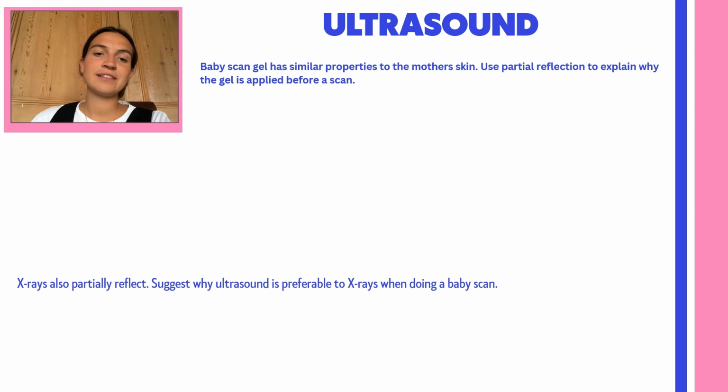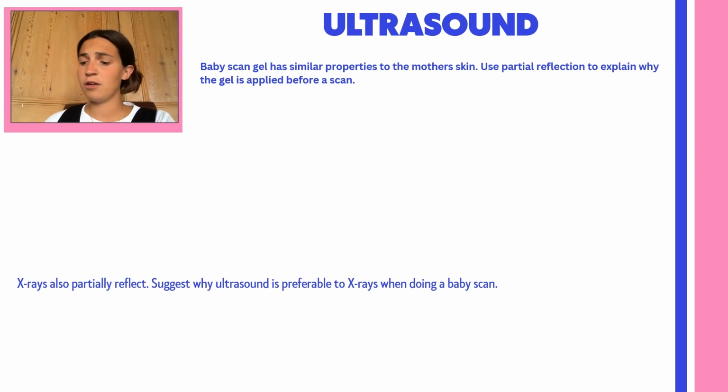Baby scan gel has a similar property to a mother's skin. Use partial reflection to explain why the gel is applied before a scan. Okay, so the first thing to note is that partial reflection happens when you are at a boundary between two different materials. So in order to have a noticeable partial reflection, in other words, a wave bouncing back, then you have to have two different materials.